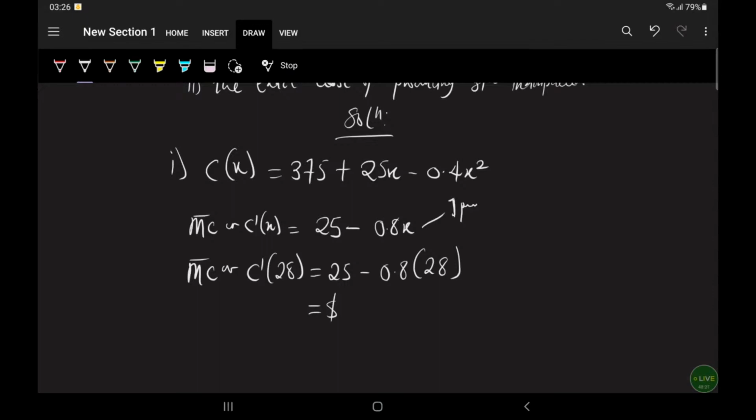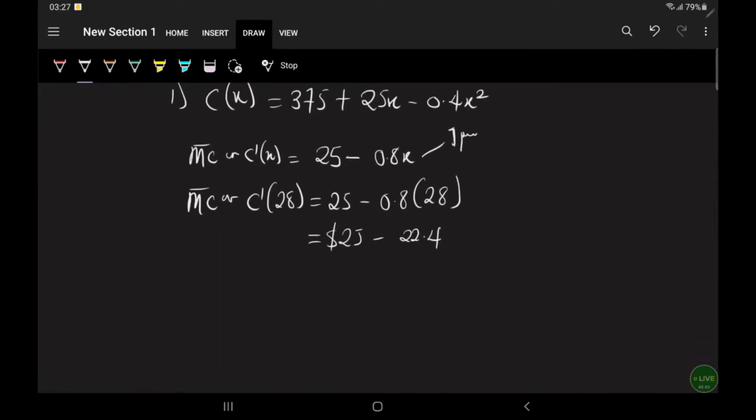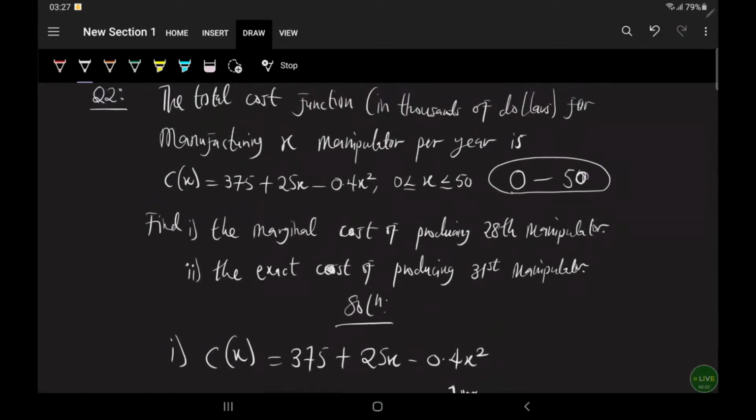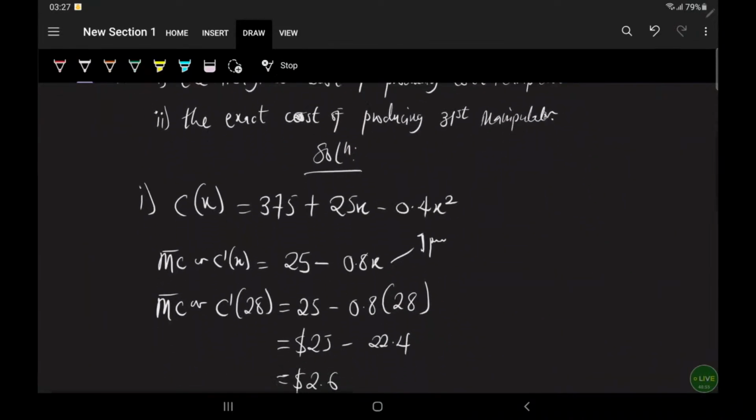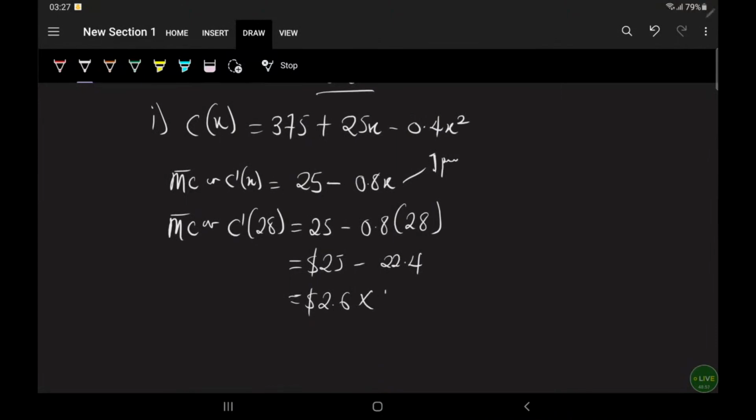So in my case, I had the marginal cost of 28 manipulators to be 25, and I had here to be 22.4. So when you take the difference, I had $2.6. Right? But remember, we were operating in thousands of what? Dollars. We were operating in thousands of dollars. Just multiply by 1,000. At the end of the day, you're going to arrive at $2,600. And you are done.